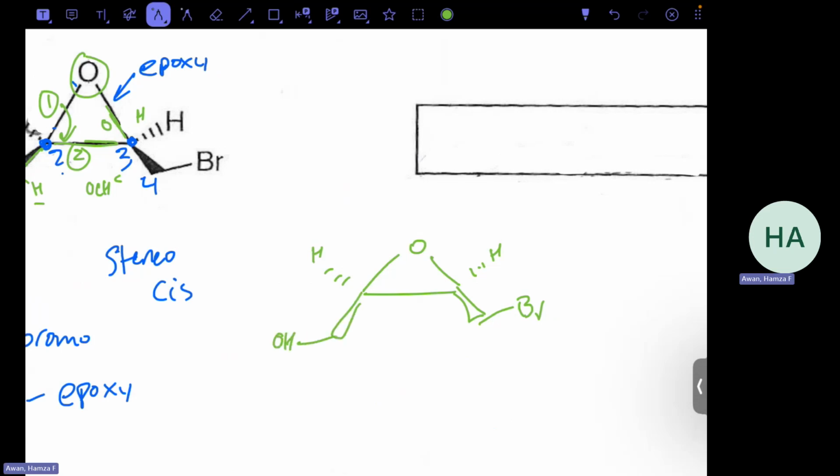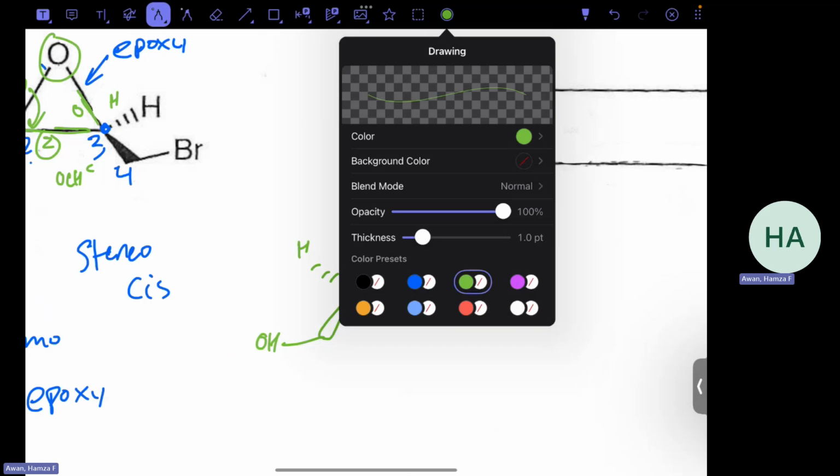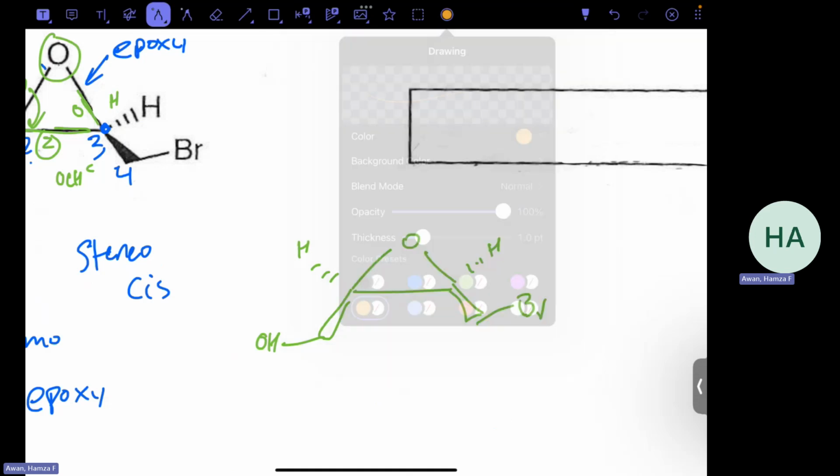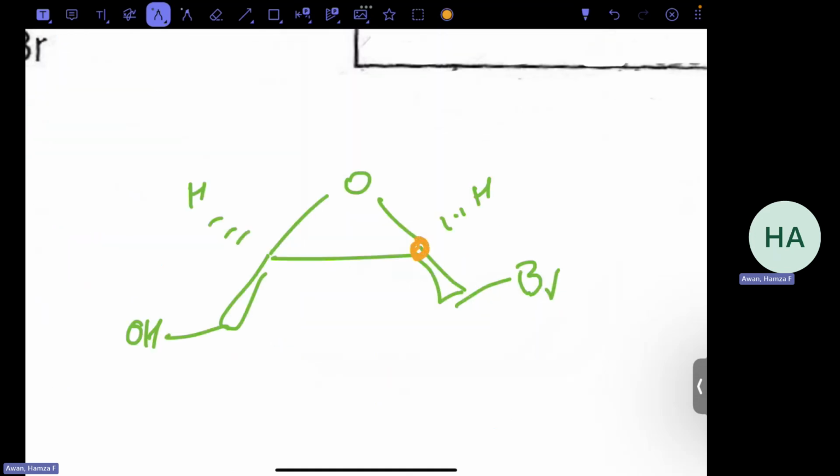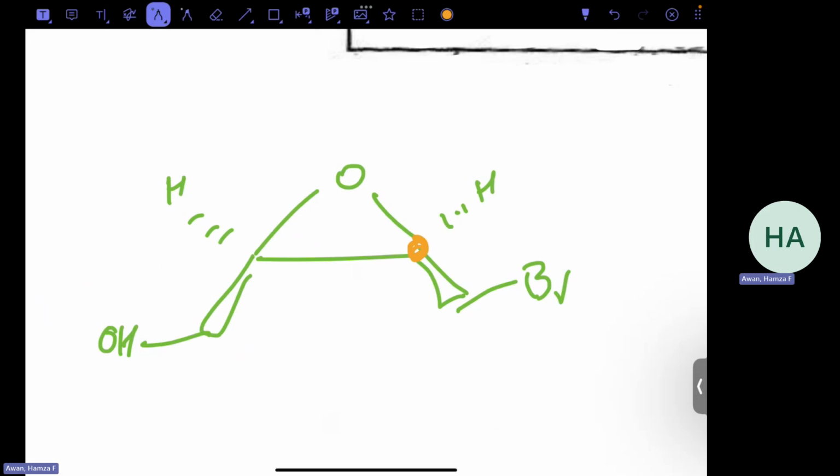All right. So if we're going to look at this carbon, this time I'll do it in orange, the first thing we're going to do is look at the biggest group. Remember, this is going to be our oxygen right up there. And now we have a choice between this carbon, which is attached to a bromine and 2 hydrogens, and this carbon, which is attached to an oxygen, a carbon, and a hydroxy, right?